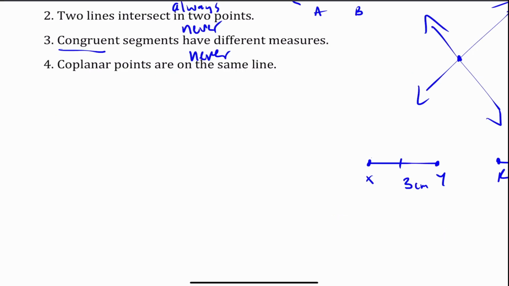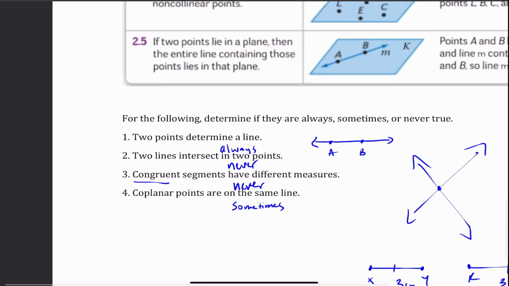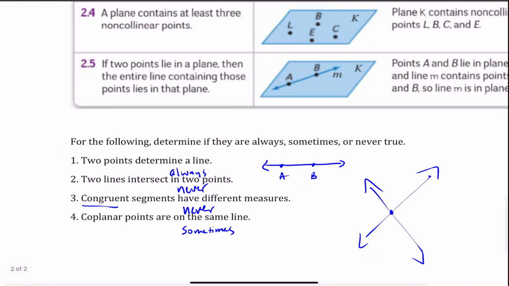Alrighty, the next thing I want to take a look at is coplanar points are on the same line. I'm going to say sometimes for this one because it's not always true. Because let's take a look at our postulates right now. Here's my plane, and there's a line right here. You can actually introduce a third point right here, and we'll call that, I don't know, R. And look at that. These points are coplanar because they lie on the same plane, but at the same time, these coplanar points are on the same line as well, right?